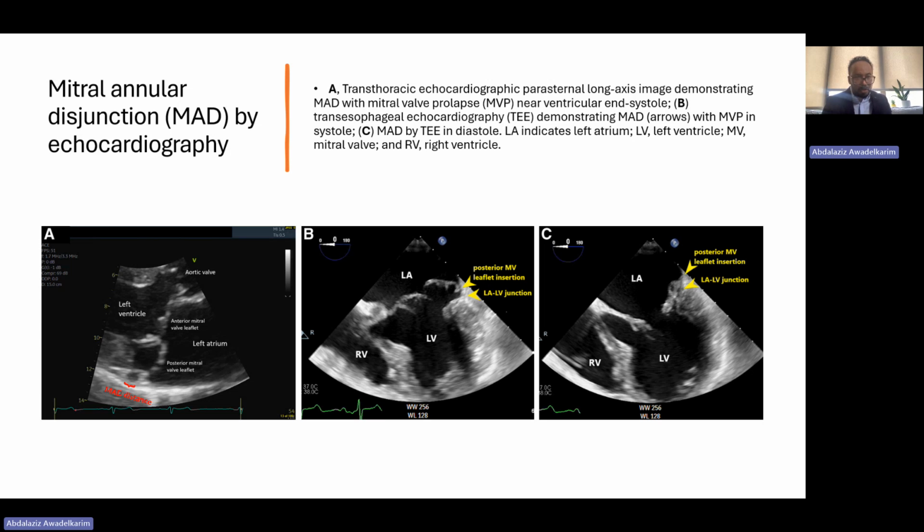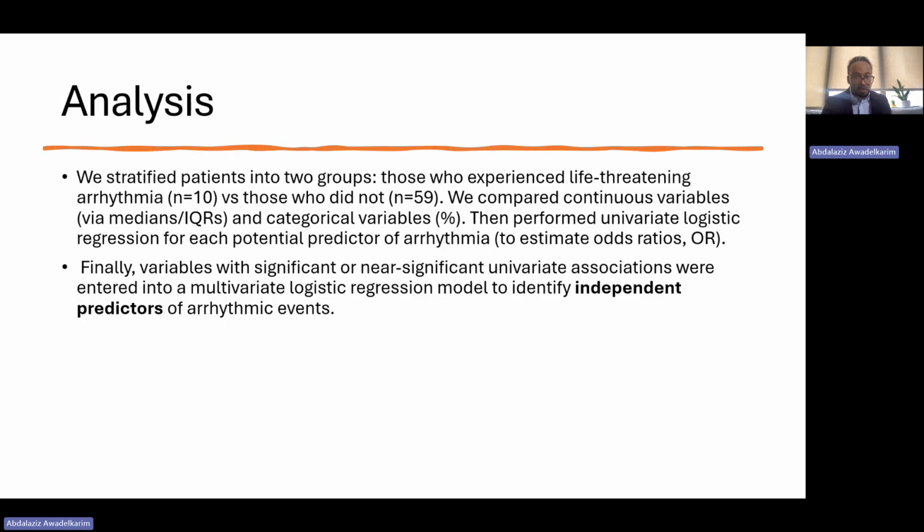This is an echocardiographic representation of MAD, the way it looks on different views. We mainly use the parasternal long axis view to measure the MAD distance. We also did further stratification based on the presence or absence of arrhythmias. For analysis, we used Stata, did univariate analysis, and then multivariate logistic regression to see the independent predictors of arrhythmic events in those patients.